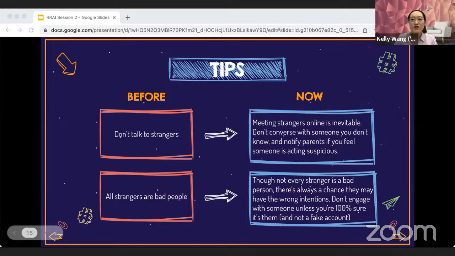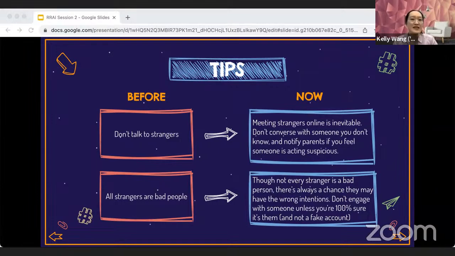In terms of dealing with strangers online, there are some old rules, if you will, that have updated with newer perspectives just because social media is changing so rapidly. So an old rule may be, don't talk to strangers. Well, sadly, that's kind of inevitable. But you can tell your kids to not converse with somebody that they don't know. So no contacting them up front, no replying if they contact you first, and to notify you if somebody is acting weird online towards them.